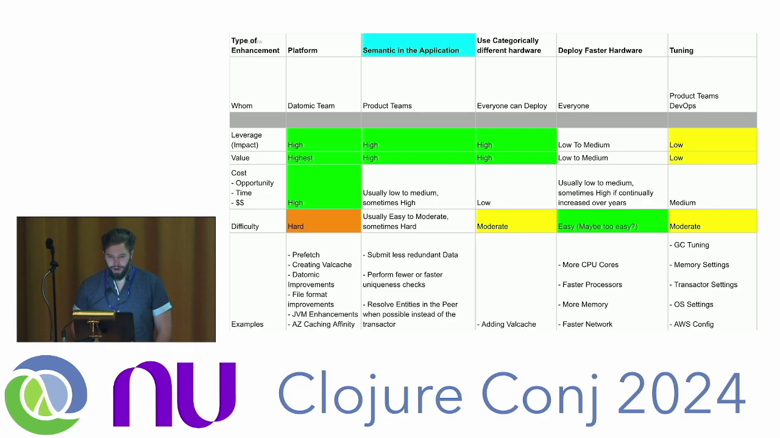Always a much more powerful thing you can do is semantic improvements in your application. This is submitting less redundant data, performing fewer uniqueness checks, or resolving entities in a scalable place like the peer so that the transactor doesn't have to do it.